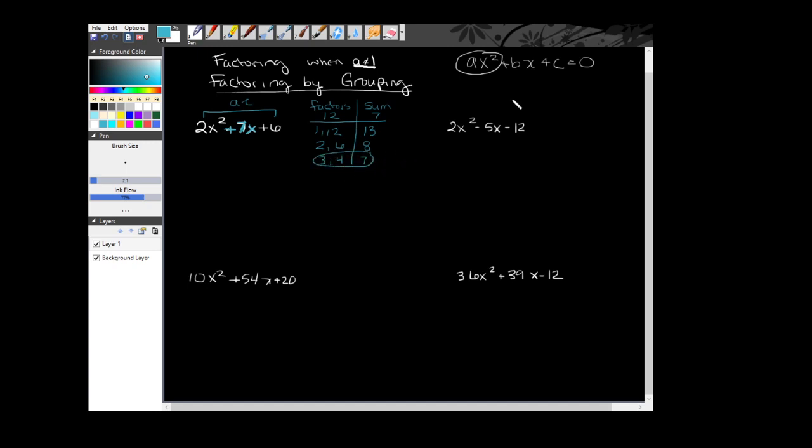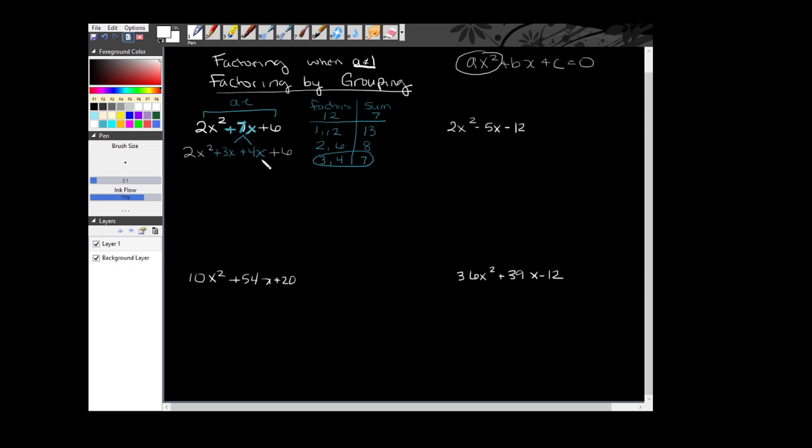So I will be splitting that 7x into the sum of 3 and 4. I usually show that by putting this little caret top here. So that 7x is actually 3x plus 4x. Now mind you, everything else in this problem is staying the same. I still have a 2x squared, and I still have a plus 6.